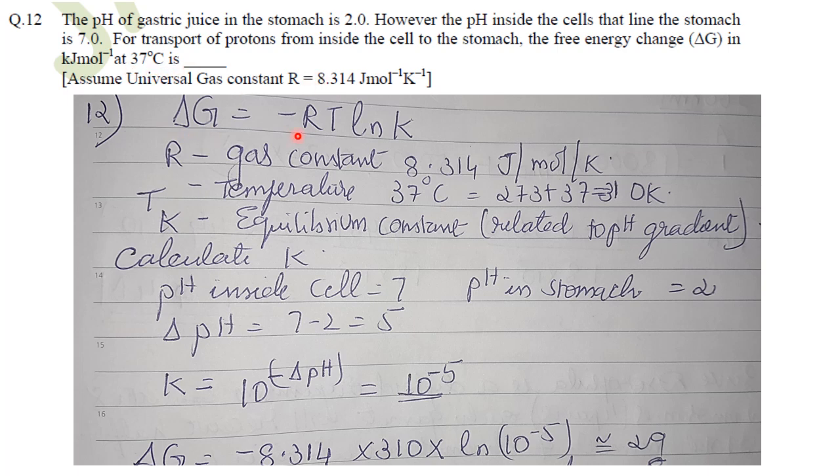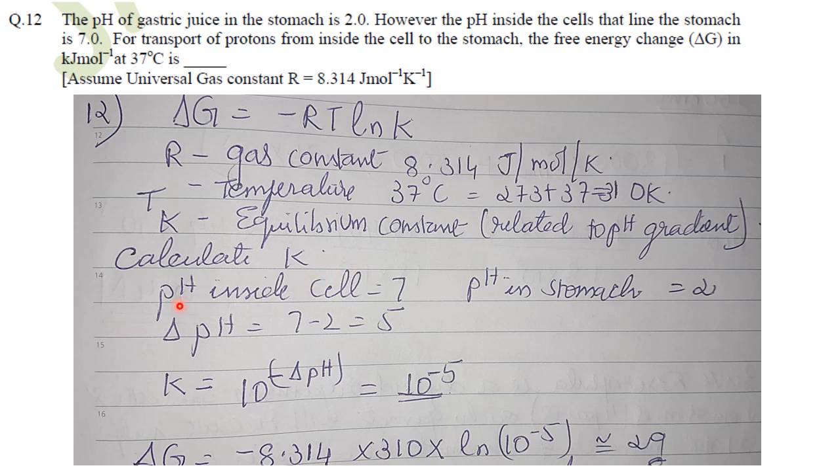So delta G is given by the formula minus RT ln K. R is the gas constant. They have given it as 8.314. T is temperature at 37 degrees Celsius, so convert it into Kelvin. You will get it as 273 plus 37, that's 310 Kelvin. K is the equilibrium constant and it is related to the pH gradient.